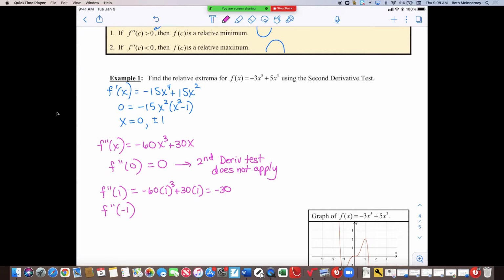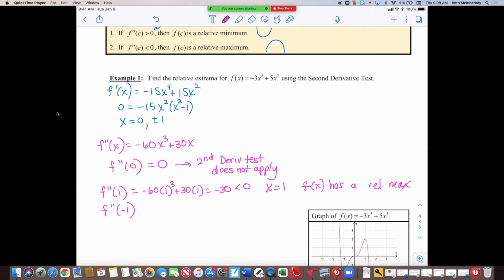So when I do f double prime of 1, I got negative 30. So based on the second derivative test, what do I know about x is 1? Good job, okay? I know, to me, it seems counterintuitive. I'm like, it's negative, it should be a minimum, and it's positive, you know? So here's what I have: x equals 1 is where f of x has a relative maximum.